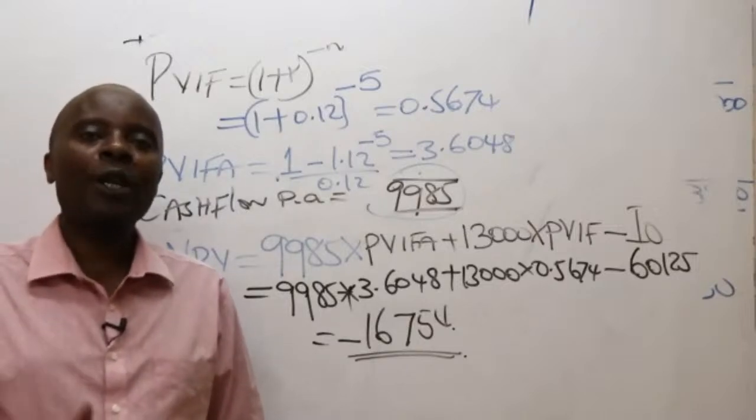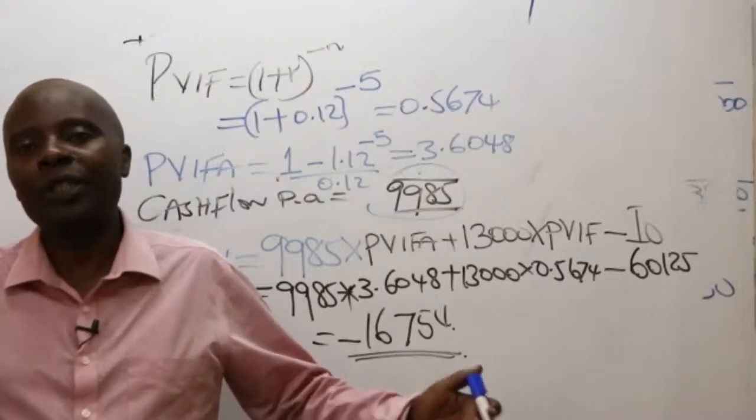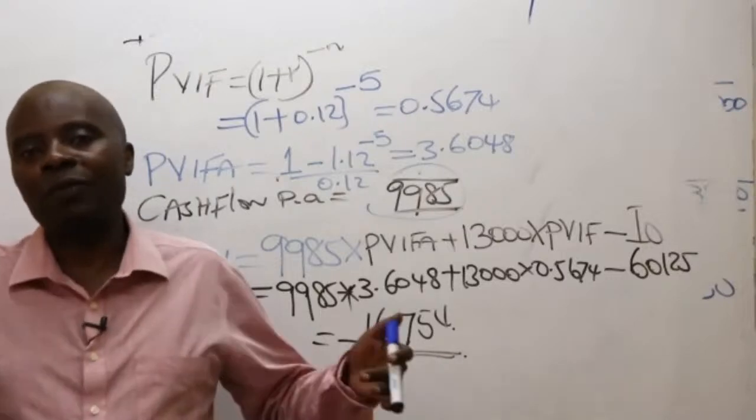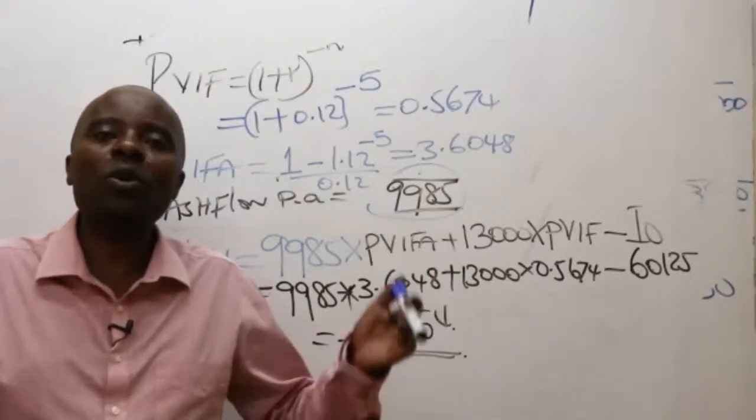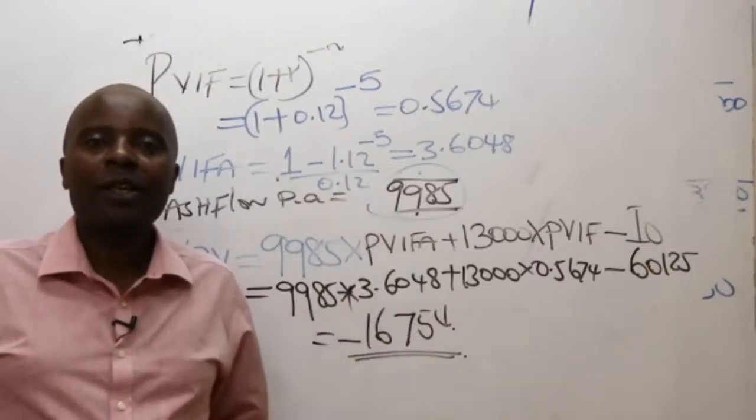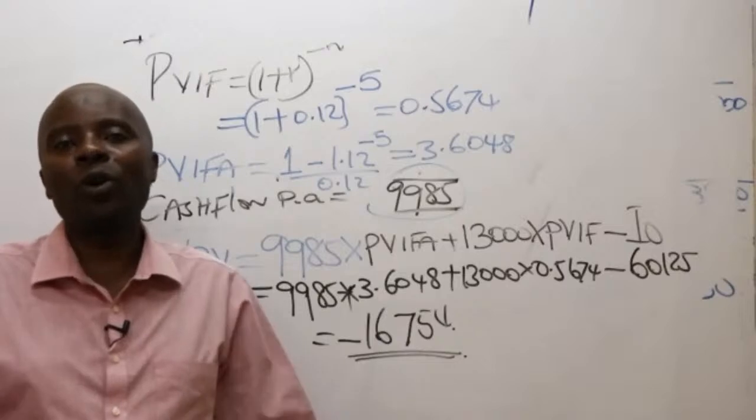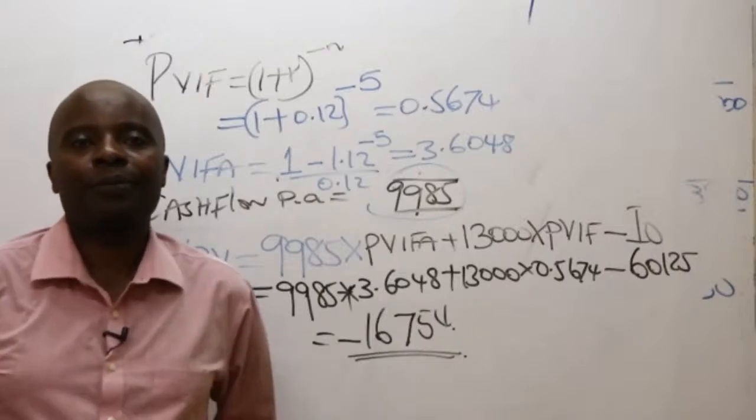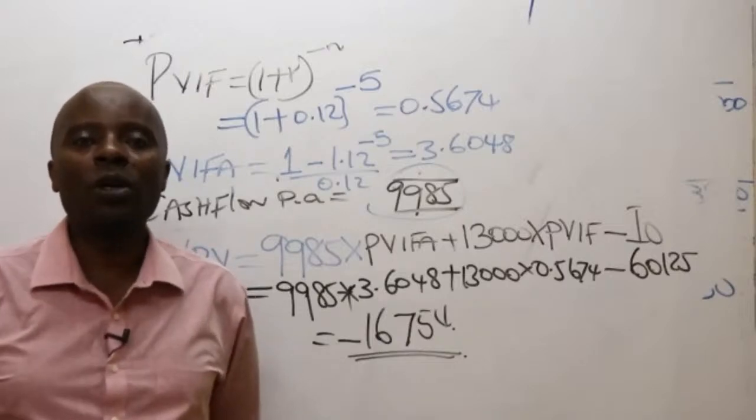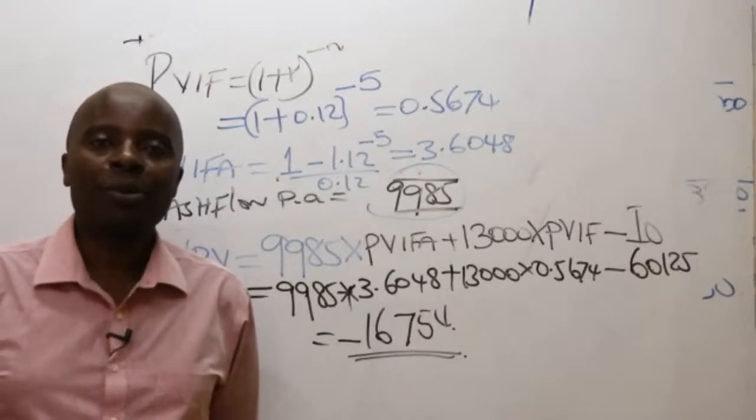Whenever we get a negative net present value, is that really a good thing? A negative net present value means that the project is not viable. So in this case here, refuse. Do not accept the new project. Continue with the old what here? Project. Continue with the old project.